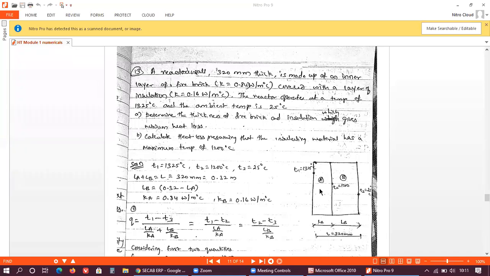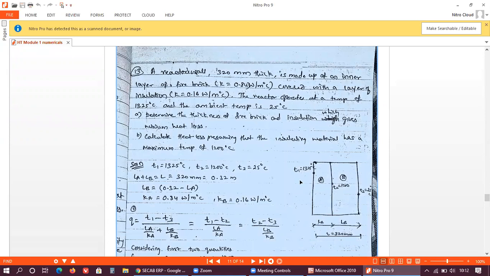So here you can see I will consider this extreme left surface as T1. As you can see, it is 1325 degrees Celsius. T1 is 1325 degrees Celsius. And the extreme right surface, I will consider it as T3, right? So this is the face which is exposed to the surrounding, and the inner face is exposed to the inner surface of the reactor wall.